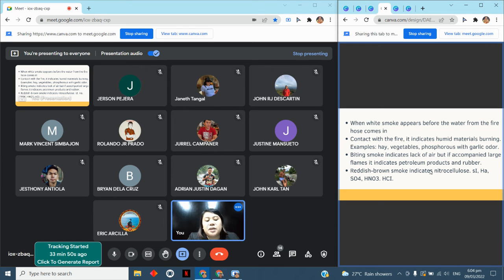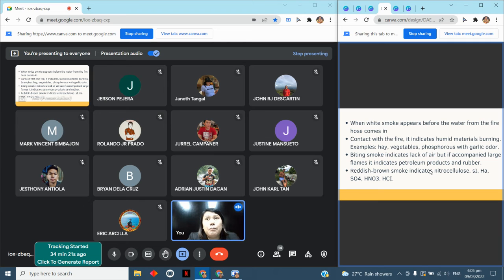Examples, vegetables. Usually, pag mga gulay-gulay or phosphorus ang masunog, white na siya ang aso. And then na siya garlic odor, humot siya og ahos. Garlic, di ba? So, black smoke naman, no, it indicates no lack of air. Usually gyud na siya dagko nga kalayo. And usually, petroleum products or rubber na siya ang nangasunog ana. No? Be careful with this one.